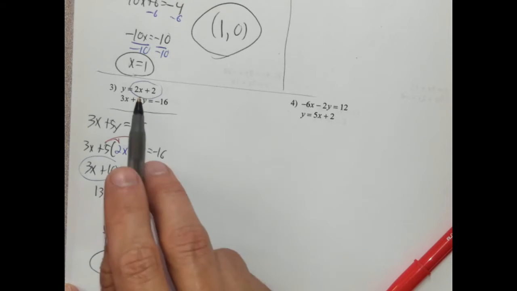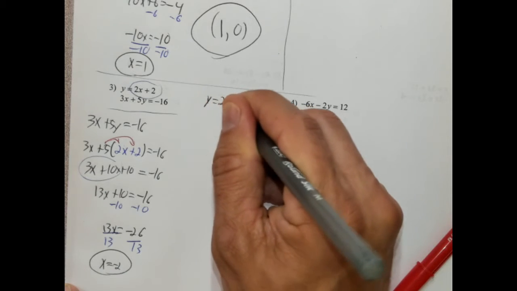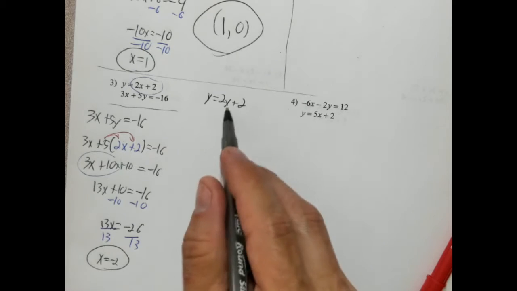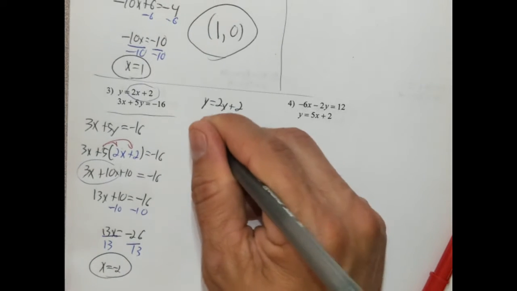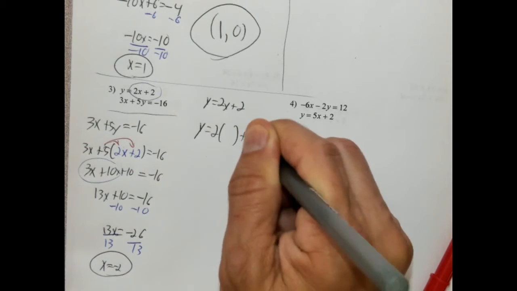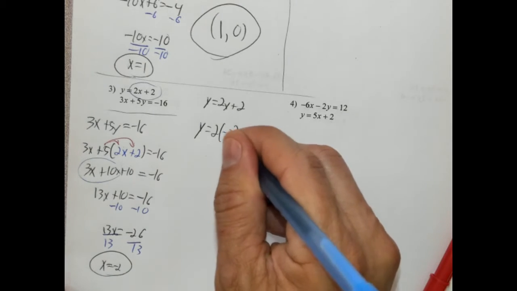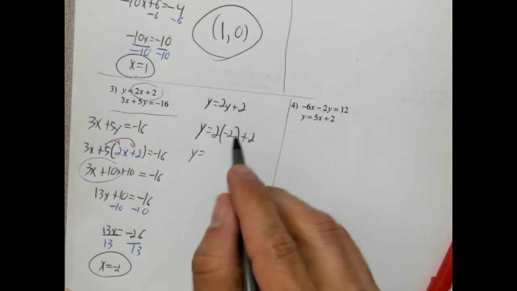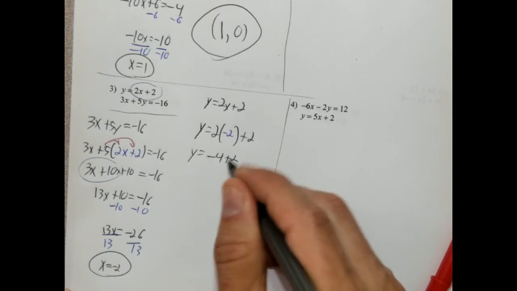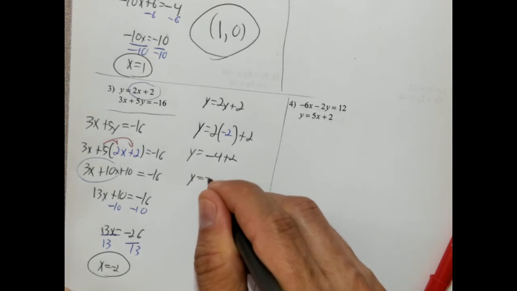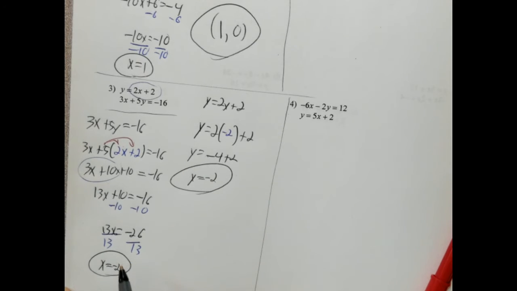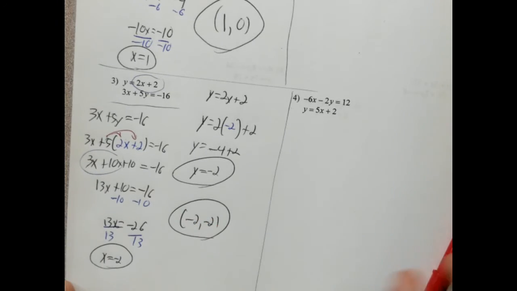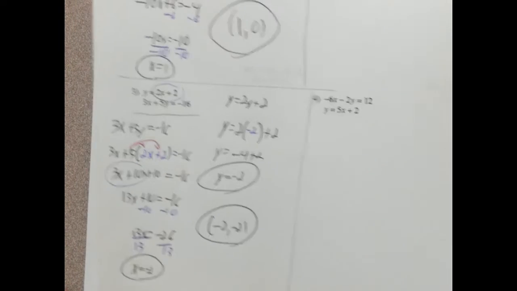Okay, so now we're going to plug in negative 2 back up here. So y equals 2x plus 2. And x will be replaced by negative 2. So y equals 2 parentheses. We're going to plug in negative 2 for our x value. Okay, so we'll multiply these. So 2 times negative 2 is negative 4. And negative 4 plus 2 is negative 2, so y is negative 2. Okay, so x and y are actually both the same thing. So it's negative 2, negative 2. Okay, that's number 3.